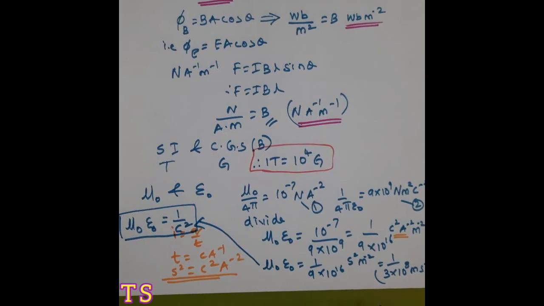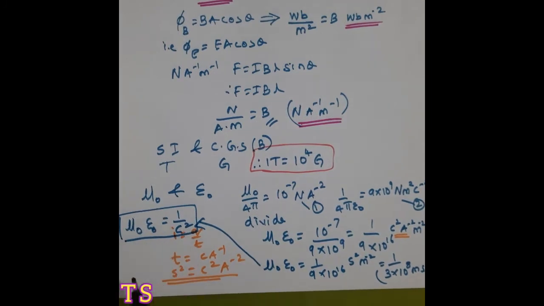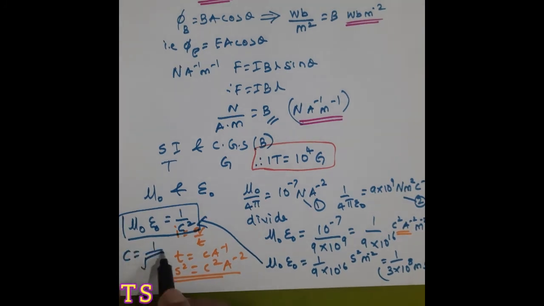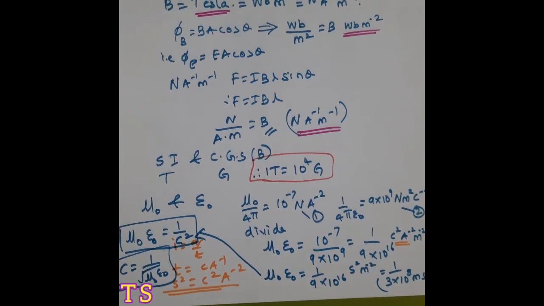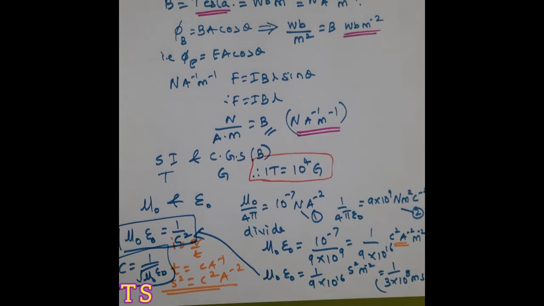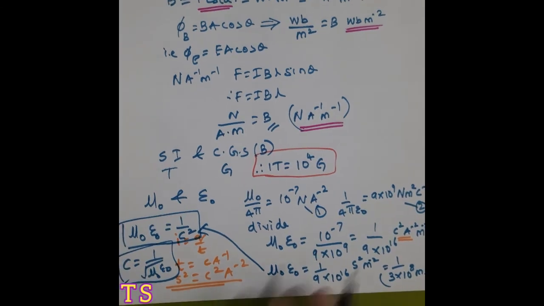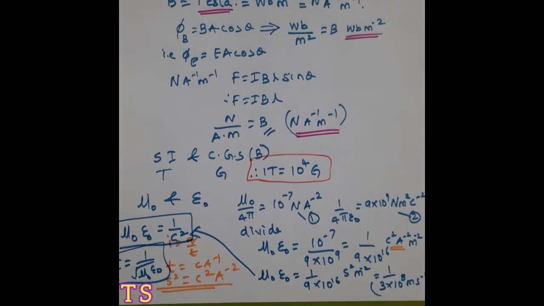or this square goes here, so it becomes a root. Therefore C equals 1 upon square root of mu naught epsilon naught. So this is the relation between the permeability and the permittivity in free space with respect to the speed of light. They can ask this question in the exam: find the relationship between mu naught, epsilon naught and C. So you should know this derivation, a very small derivation, just understanding.